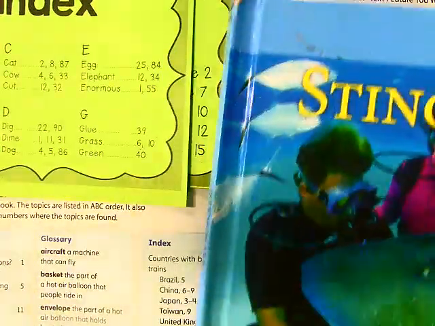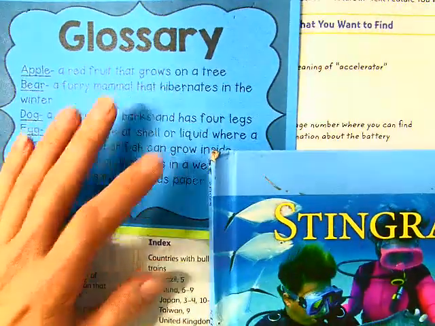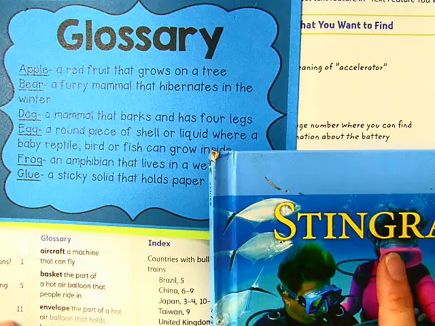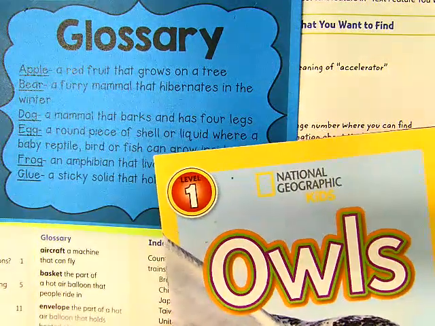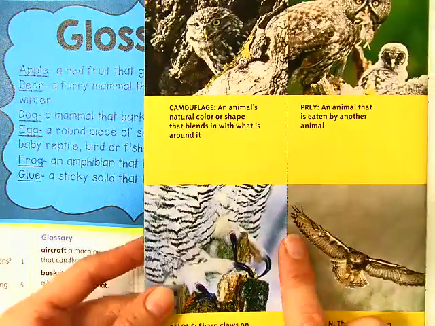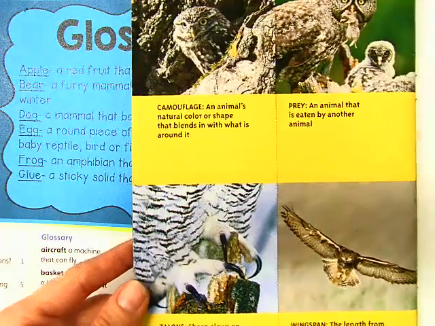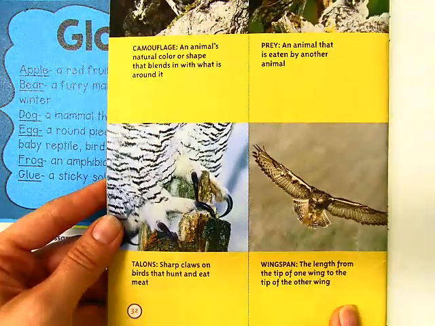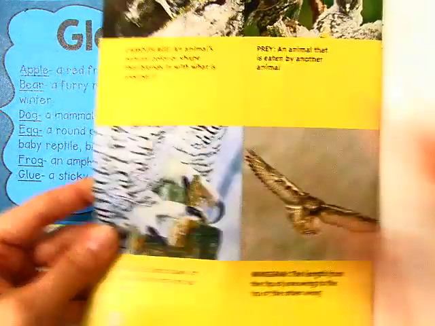The last thing that we're going to talk about is a glossary. And your science book had one of these. Actually, your reading books had these as well. But you can also find them in nonfiction texts. And a glossary is like a little baby dictionary that's at the back of a nonfiction book. So we have some words that you will see in this book on owls: camouflage, prey, talons, and wingspan. And these are words that they think maybe you don't know, and so it is helping you.